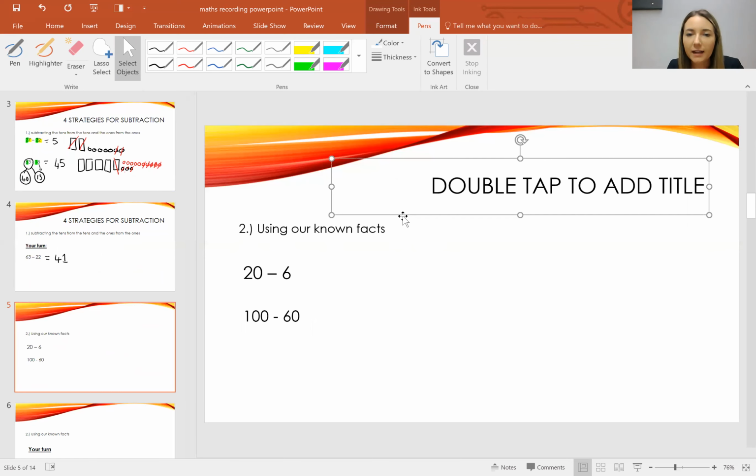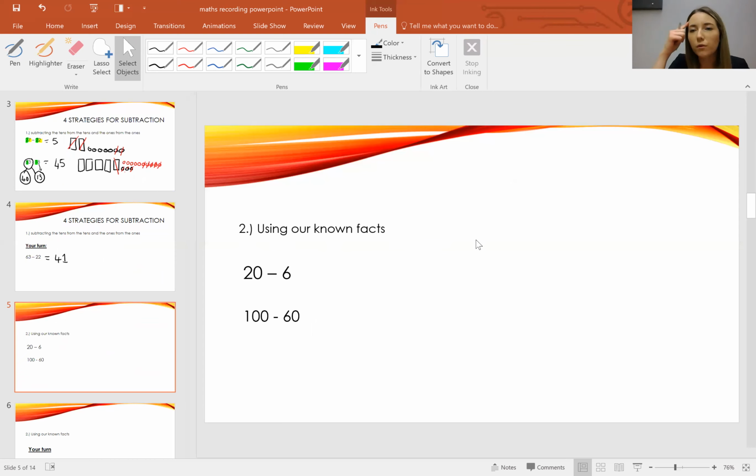Okay, the next strategy is to use our known facts, the facts that we've already learned and that are already there in our heads. So if we had 20 take away 6, well, we don't need to use a pictorial jotting for that. We already know it. We know that because we know our number bonds. We know that 6 add 14 equals 20. So we know that 20 take away 6 equals 14.